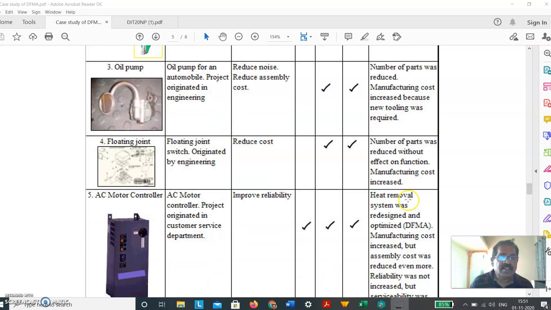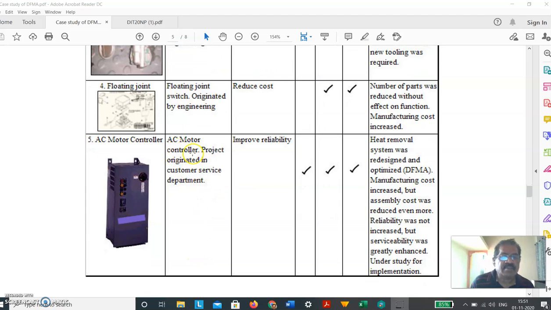Now, the AC motor control project originated in the customer service department to improve reliability, and all three, value engineering, quality function deployment, and DFMA, were used. The heat removal system was redesigned and DFMA was optimized. Manufacturing cost again increased, but the assembly cost was reduced even more. Reliability was not increased, but the serviceability was greatly enhanced, and it has been brought for implementation.